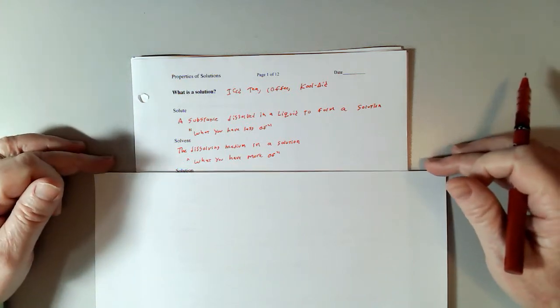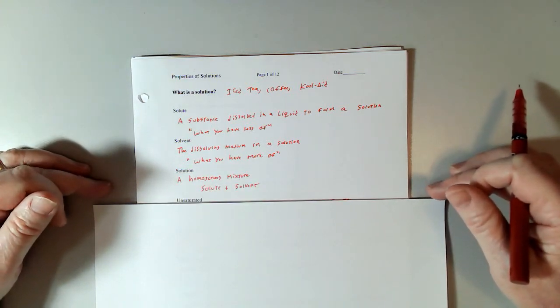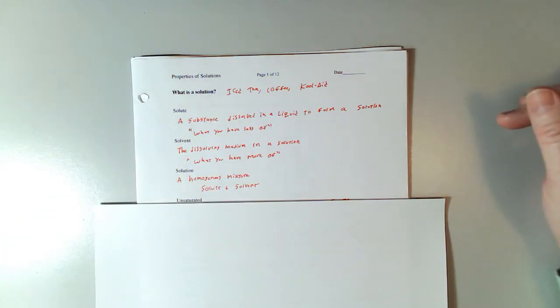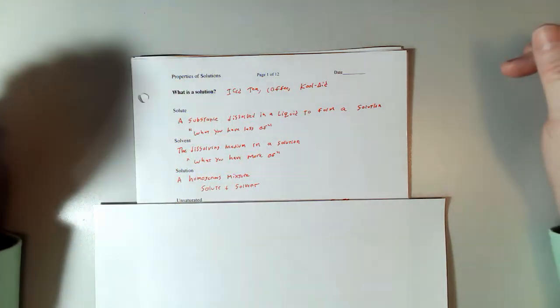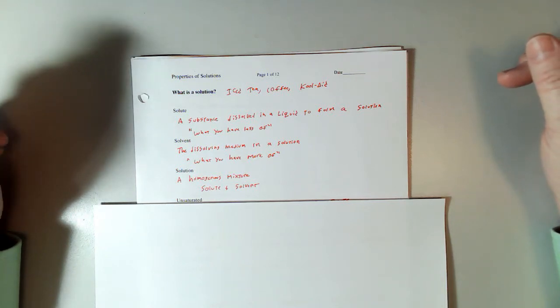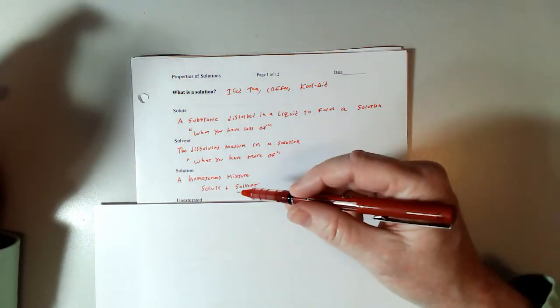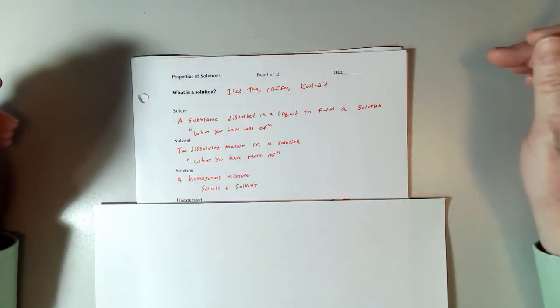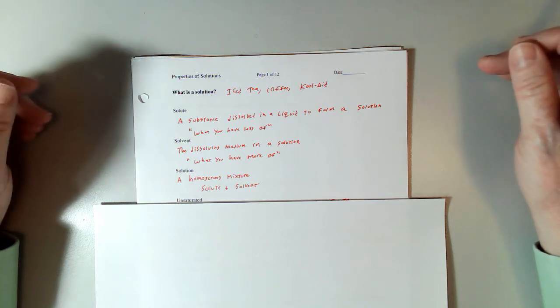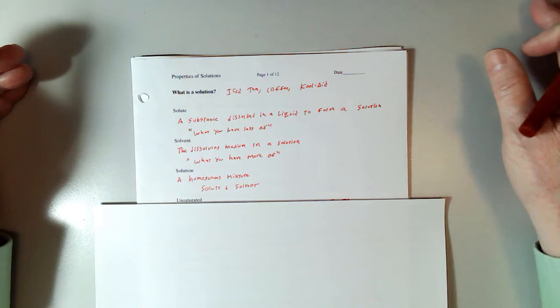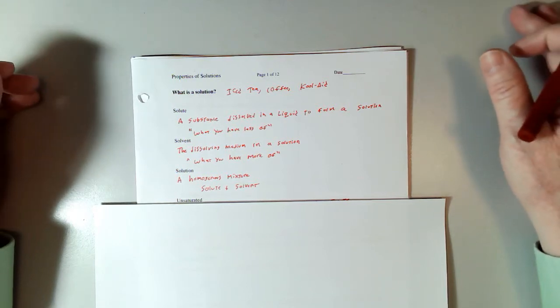So that means a solution is a homogeneous mixture of solute and solvent. And I think it's important to take note that this is something that's uniform, homogeneous. It's the same throughout. The bubbles in soda pop mean it's not homogeneous.